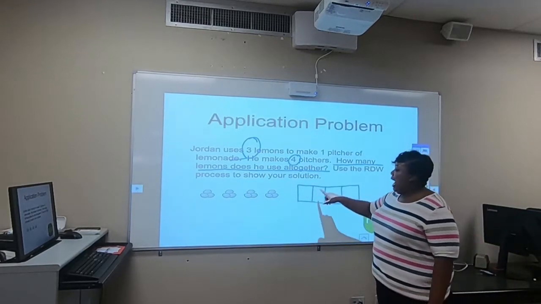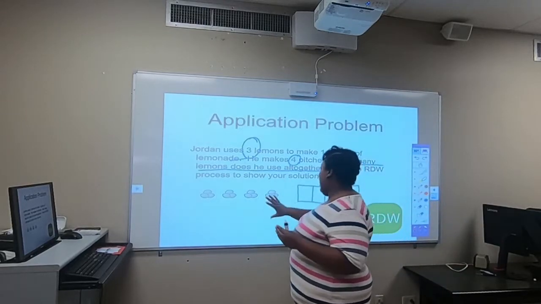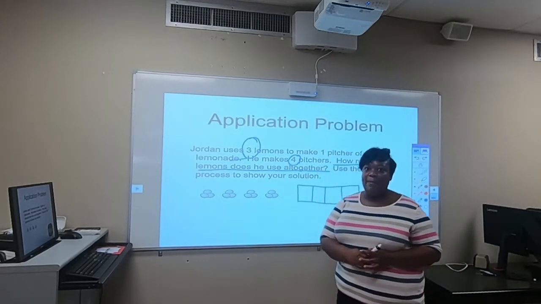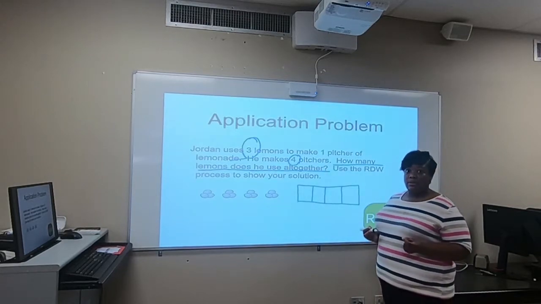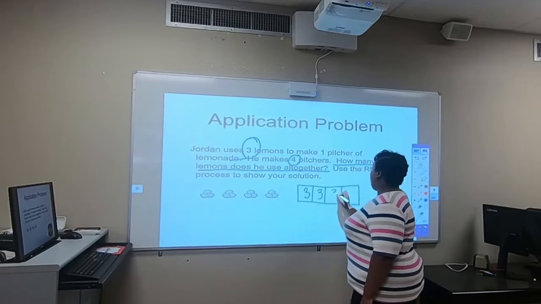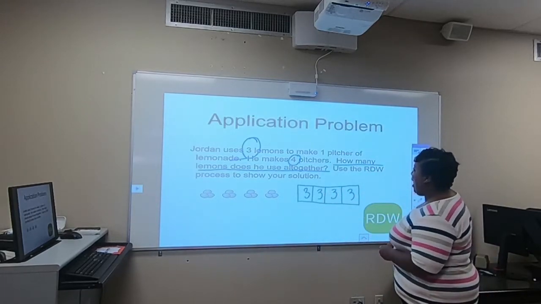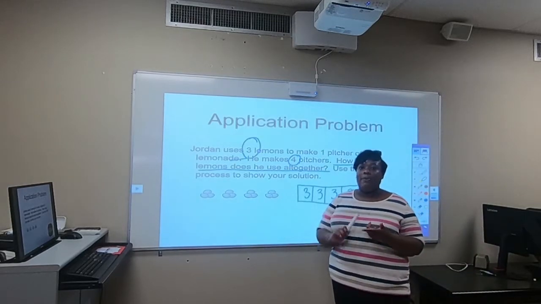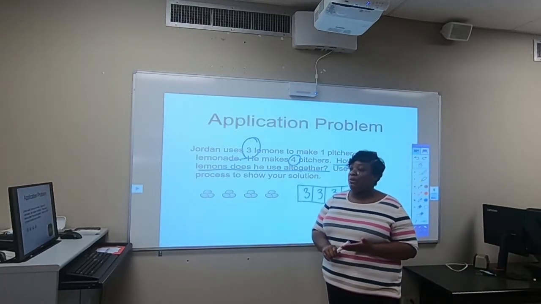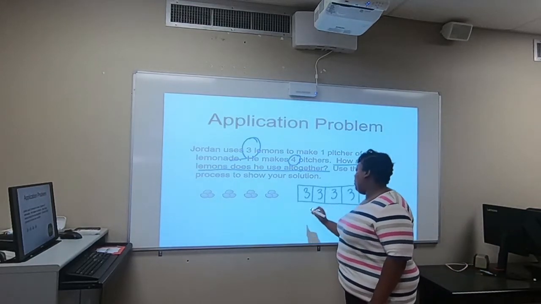Now, the size of each group will tell me how many lemons he used in each of the pitchers. How many lemons did he use? He used three. So in each of these pitchers, he used three. Now we can solve this two ways. We can solve it with repeated addition, or we can use multiplication. Let's do both.